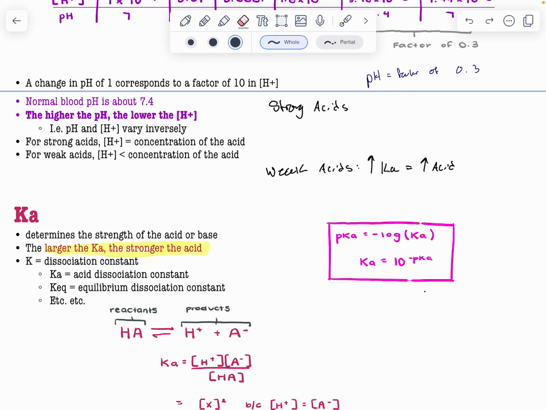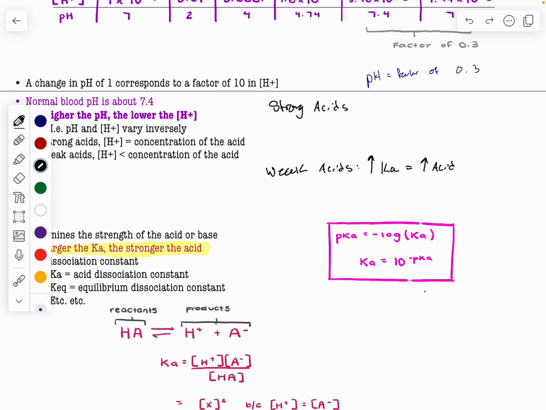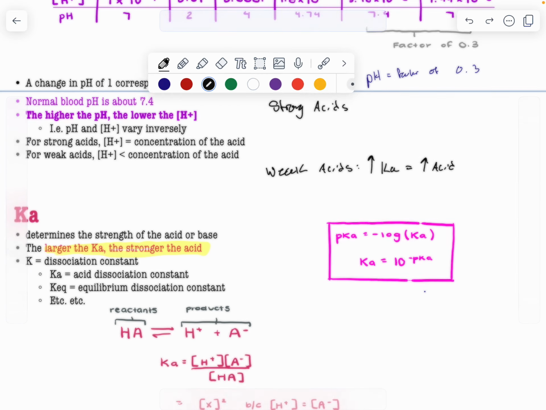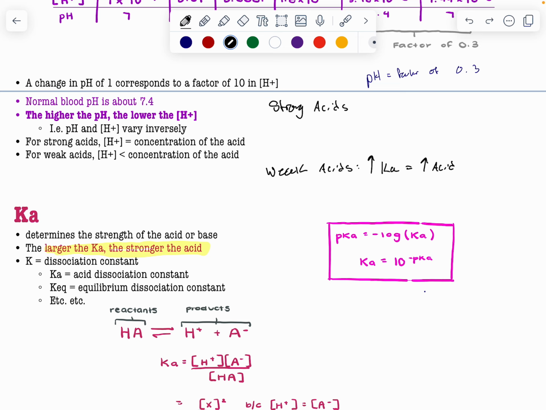So these arrows might be a little bit confusing. Oh, I didn't know I could do that. How do I get that back? Oh, hey, there we go. So the higher the Ka, the stronger the acid, the lower on the pH scale it's going to be.